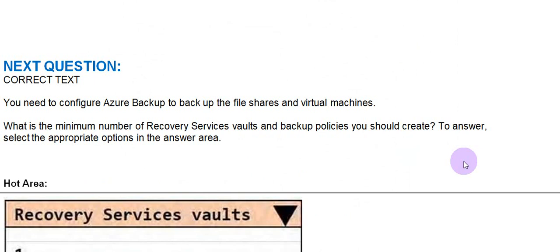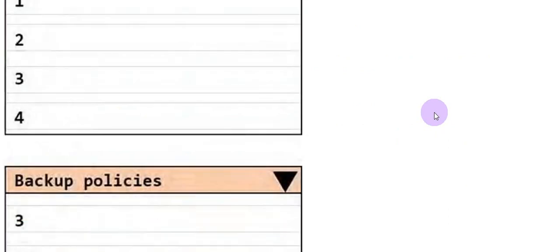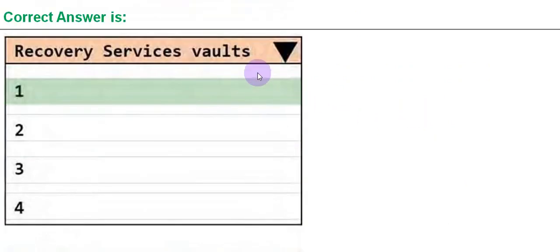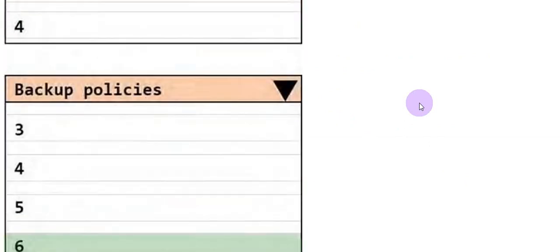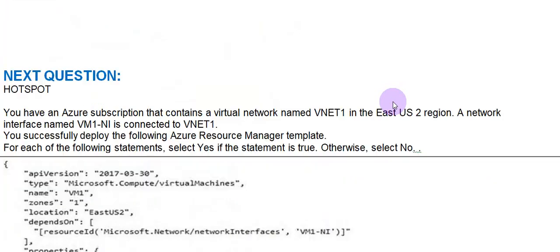Moving to our next question. You need to configure Azure Backup to backup the file shares and virtual machines. What is the minimum number of recovery services vault and backup policies you should create? To answer, select the appropriate option in the answer area. Table for recovery services vault. This is the table for backup policies. Correct answer: 1 from this table, 6 from this table.